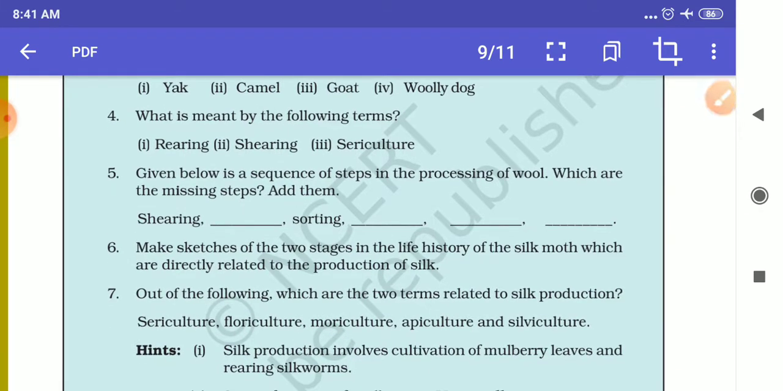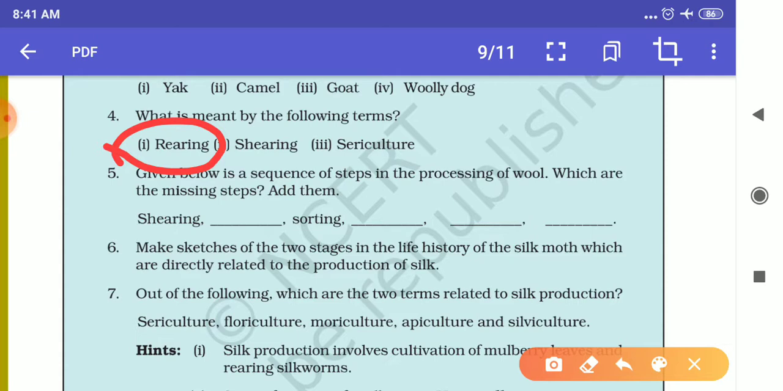Question number 4 is asking, what is meant by the following terms? You have to describe these following terms. The first term is rearing. Already we have discussed what is rearing. Rearing is the process of keeping animals for commercial purposes. When we keep them, we feed them, we breed them, we take medical care of them. This is called rearing. It is already in the notes that you can write it.